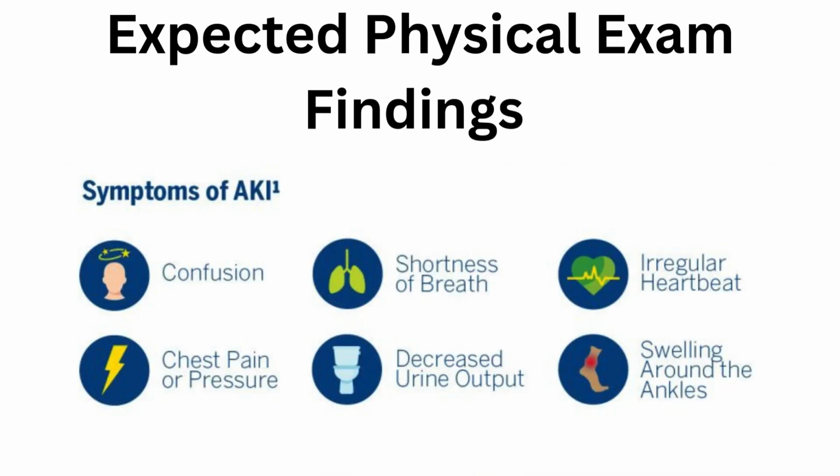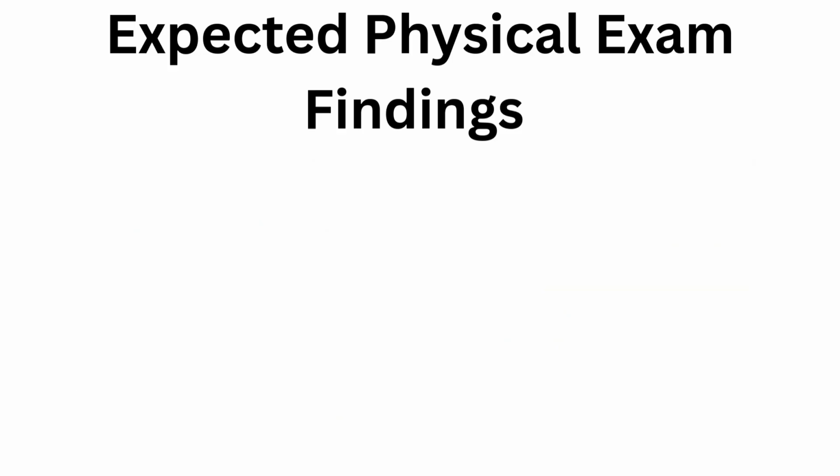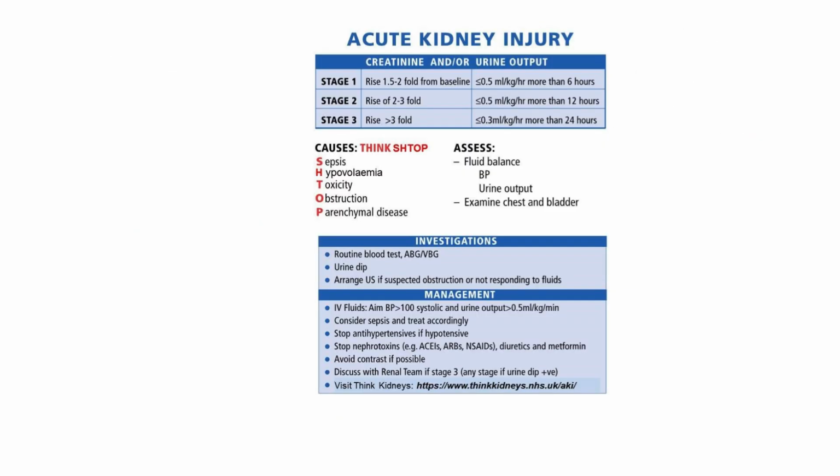And some expected physical exam findings actually depend on the cause and severity of the acute kidney injury. They include signs of volume depletion, hypotension, tachycardia, dry mucous membranes, signs of fluid overload, peripheral edema, crackles, jugular venous distension, decreased urine output, oliguria, anuria, abdominal suprapubic distension, suggesting urinary retention.